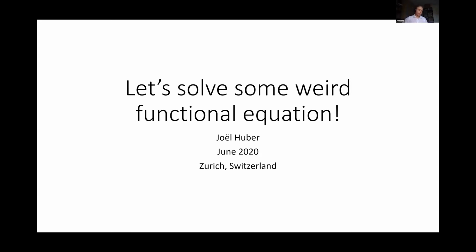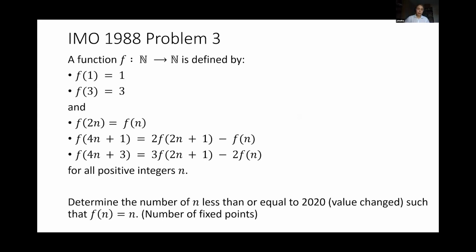So we're going to look at something I first called a weird functional equation, but actually it isn't a functional equation, it's more of a problem about a sequence with some strange property, but we'll see. So let's look at the problem. It's from IMO 1988, a function f from the natural numbers is defined by, I'll just let you read through it.